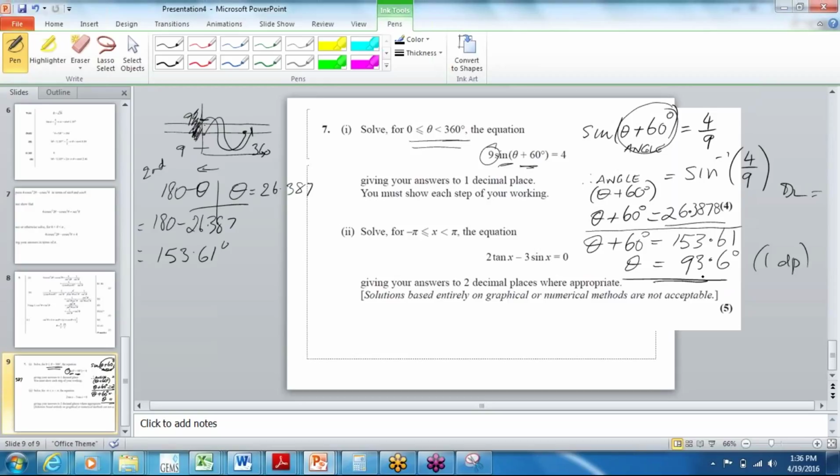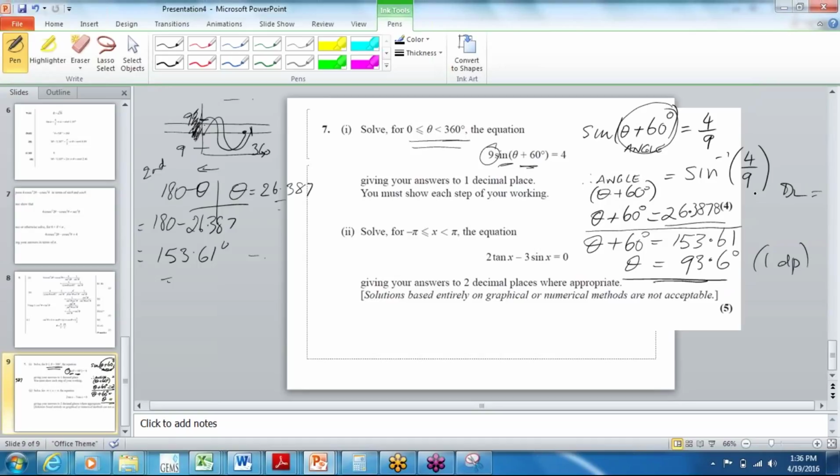All right. So we've got question 7, part 1, 4 marks. You must show each step of your working. So even over here, the working I did, I should not put that on rough paper. I should put that in with my working to say there are 2 angles that sine of theta would be 4/9. Yes, sir.